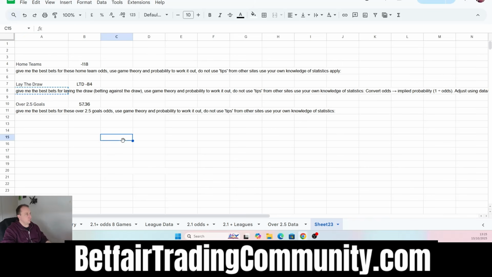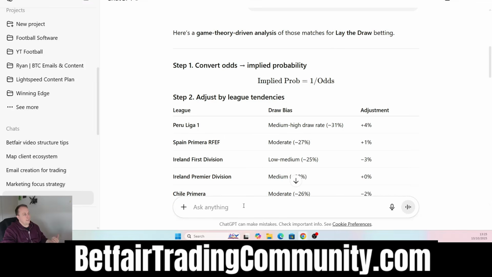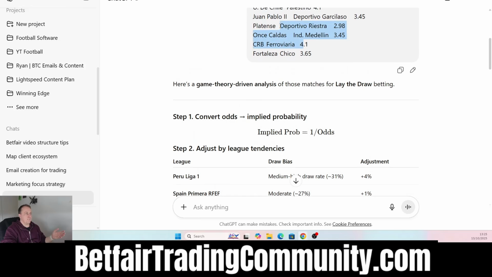Very simple. Control C. Copy it over to here. Control V, paste it in, and then I copy in all the draw odds from that day, which you can see I've done here, right? So it's very simple. It's not a difficult prompt. You can all do it on ChatGPT. You could probably do it on the free version. Obviously, I've got ChatGPT 5 here.